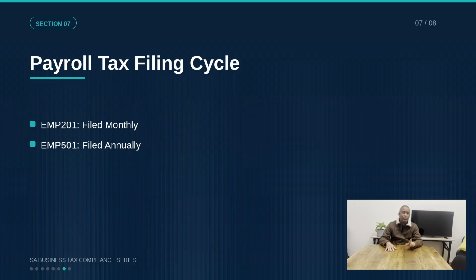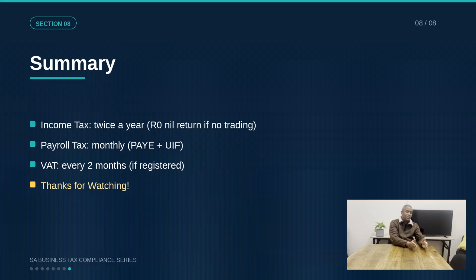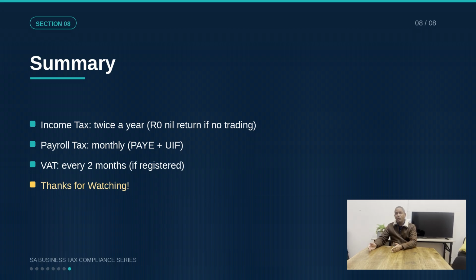Just to go back to the payroll tax. The payroll tax that I just talked about is monthly. So SARS calls it EMP 201. So if you have employees, you file that monthly, and then there's an EMP 501 which is filed yearly. Sorry that I had to go back to that, but I thought it would give clarification. So the income tax is twice a year. The payroll tax is monthly. The VAT returns is every 2 months if the company is registered for VAT.